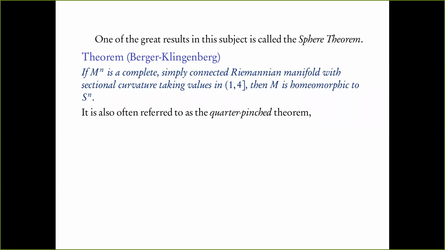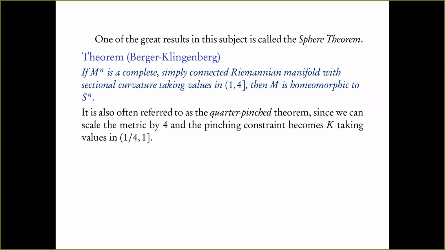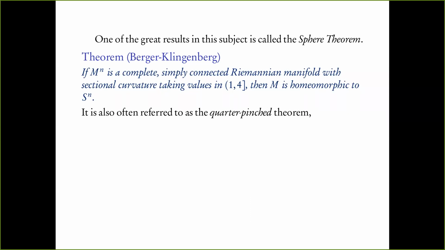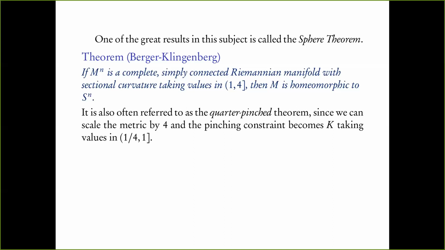And the reason is the following: we saw that if I scale the metric by C, then the sectional curvatures get scaled by 1 over C, right? We saw that in one of the previous slides. If I scale my original metric g by 4, what happens to the sectional curvature? The sectional curvature gets scaled by 1/4, correct? Which means in my new rescaled metric, the sectional curvature takes values in open 1/4, 1 closed, right? And hence the quarter.